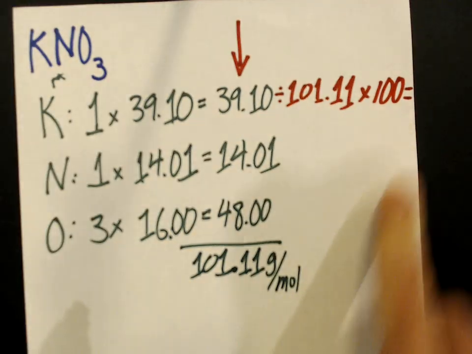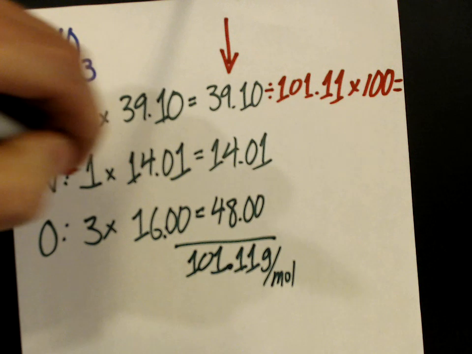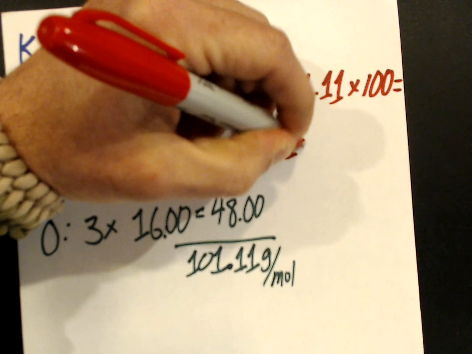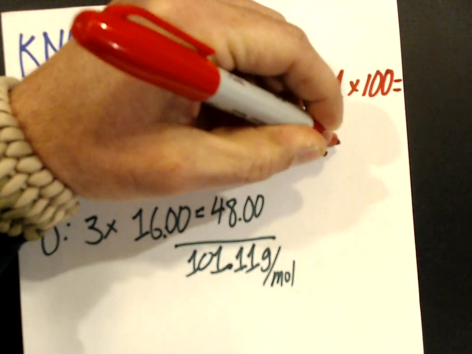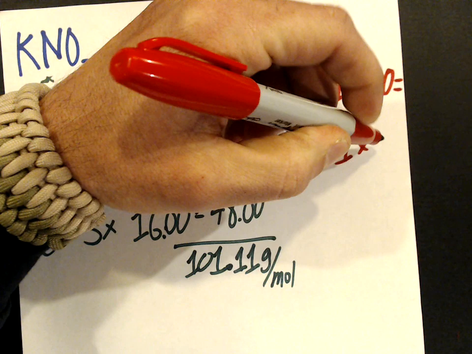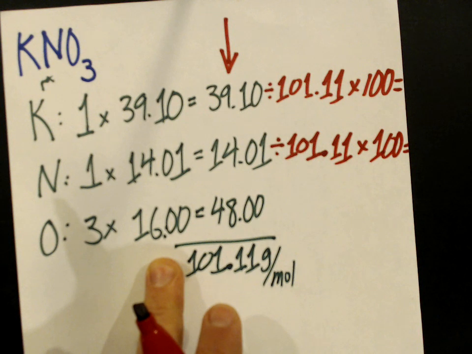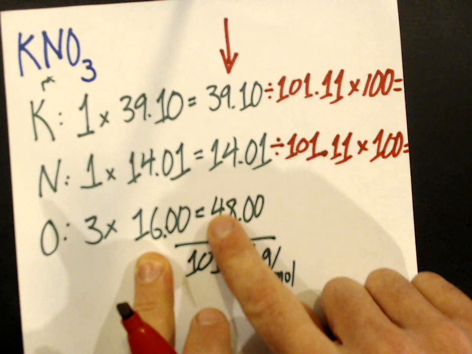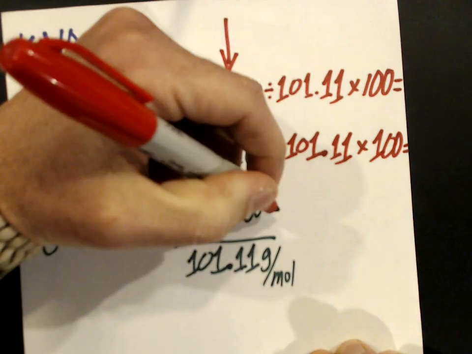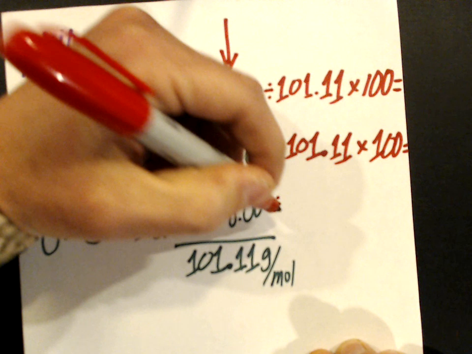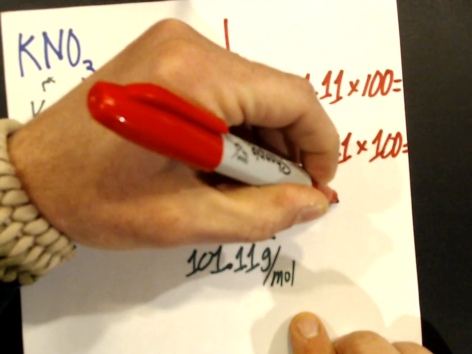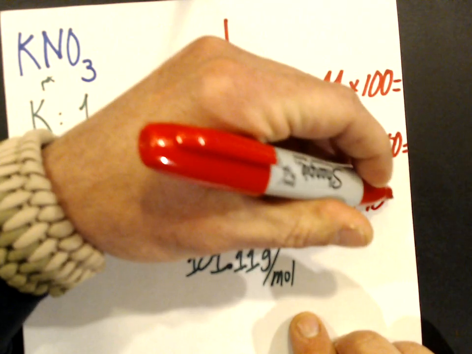I'm running out of room, so I'll show the rest of it down here lower on the page. Nitrogen's one atom weighs 14.01, so I'm going to divide that by 101.11, and I'm going to multiply that also by 100. And then oxygen, now one atom of oxygen weighs 16.00, but there are 3 of them in this compound, so we have to go with this 48.00 as the total mass of the oxygen. And we'll divide that by the total mass of the compound and multiply it by 100.